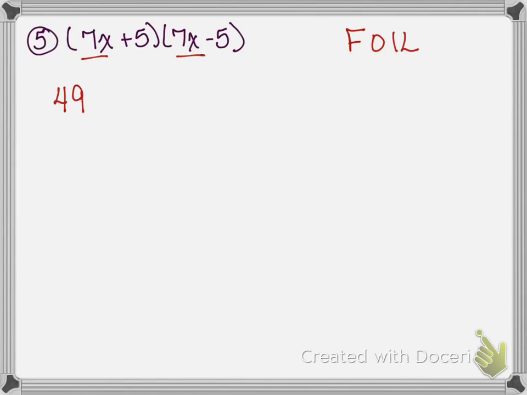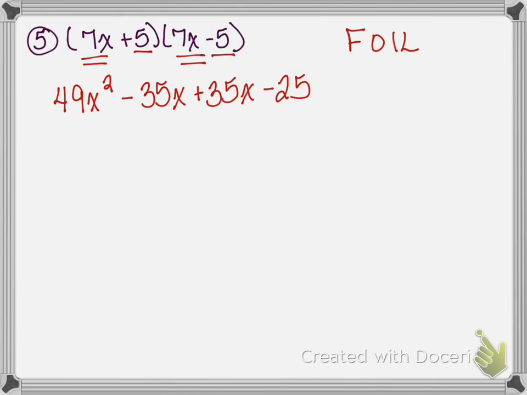That's 49x squared. I have 7x times -5. That's minus 35x. Then I have 5 times 7x. That might be when you realize you're dealing with difference of perfect squares because your middle terms cancel out. Then you've got 5 times -5, and you would have minus 25.